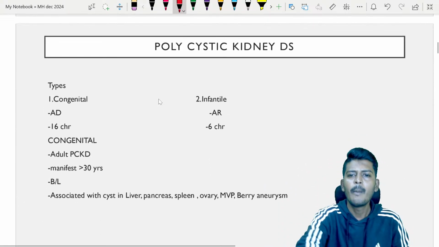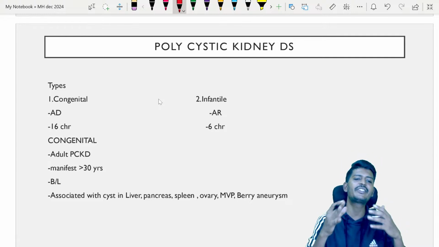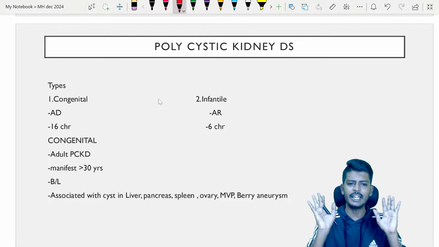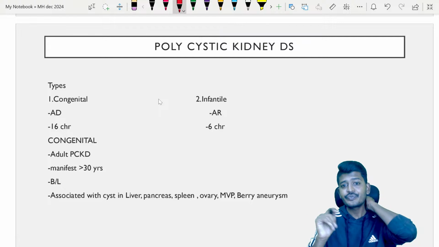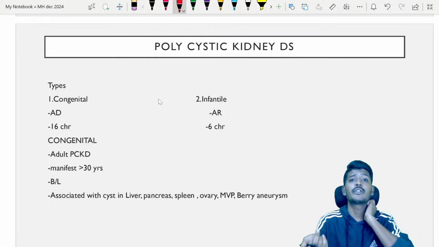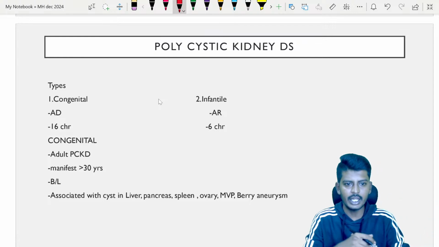Let's go to the next one, polycystic kidney disease. As such, urology from the surgical aspect is very less likely to be asked, but the point here is that polycystic kidney disease associated problems can be asked from medicine also. So let's look at each one of them.